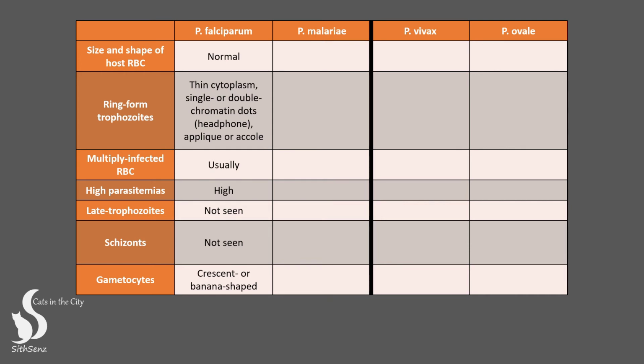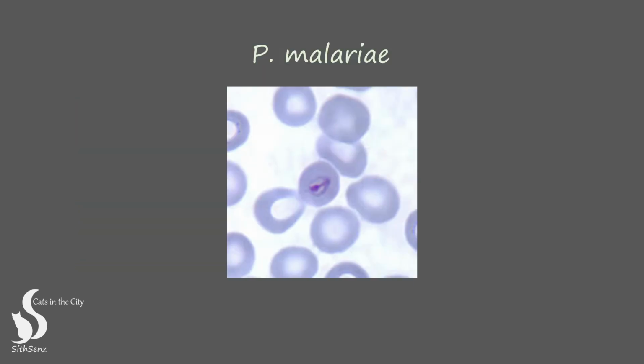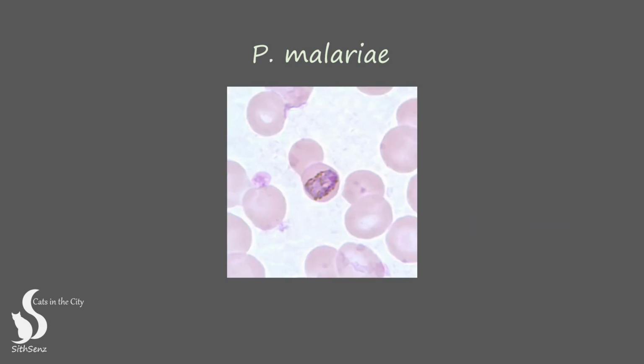How about the other forms? There are others? Of course. Let's look at Plasmodium malariae. That trophozoite looks like a bird's eye. Sometimes you will see this form of trophozoite, but usually you will only see the usual single chromatin dot ring form. I also know that Plasmodium malariae usually has low parasitemia. Yes, you also seldom see host RBC infected with multiple trophozoites.